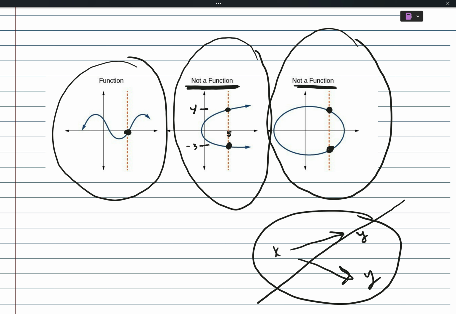The same situation is happening here. Maybe this is an x value of 5 in this third one. And then the y value right here might be -6. And maybe this y value is a +6. Well, that's just saying that x value has two y values, which we can't have, right? We can't have that. So that's why it makes sense that they are not functions. And that's what the vertical line test helps us to do.